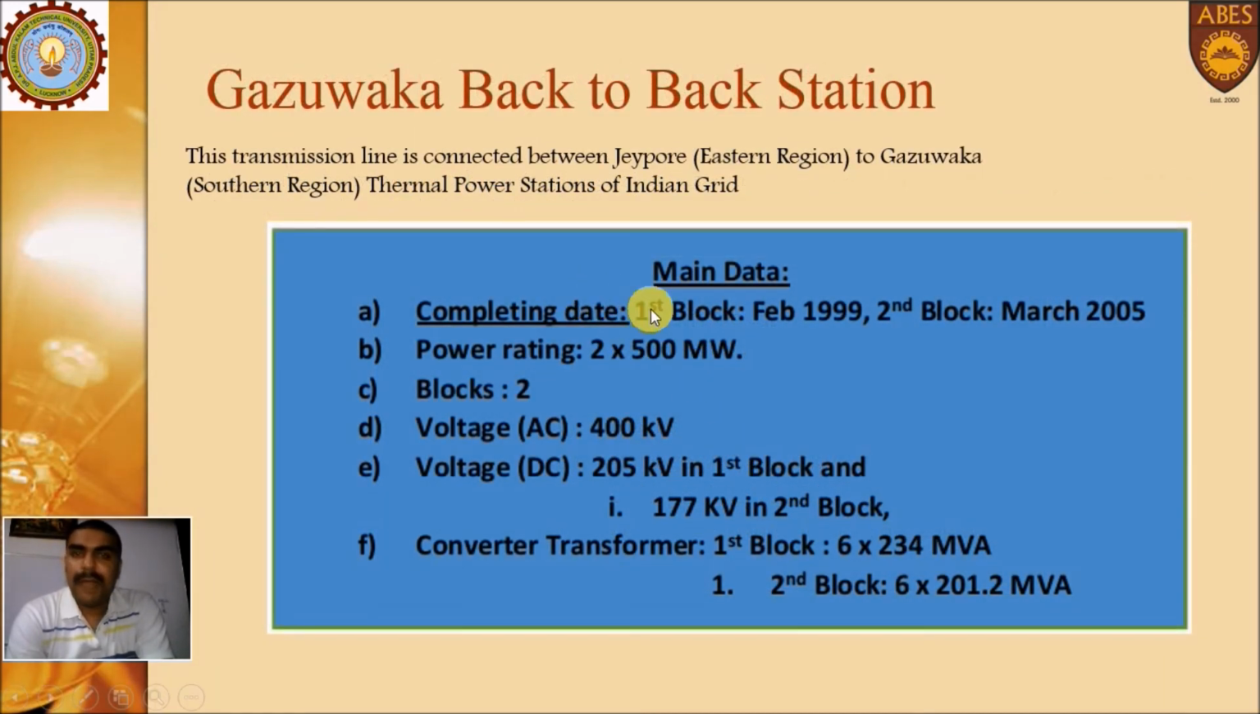Then the Gajuwaka back-to-back station: the first block was completed in 1999 and the second block in 2005. The power rating is 2 into 500 megawatt, meaning each block has the capacity of 500 megawatt. Two blocks are there. AC side voltage is 400 kV and DC side voltage is 205 kV in the first block and 177 kV in the second block. Then 6 converter transformers with 234 MVA are in the first block, and 6 transformers with 201.2 MVA are in the second block.